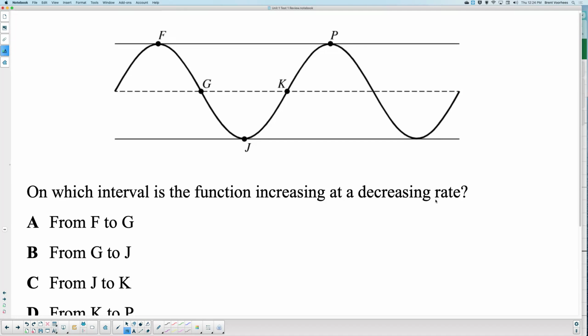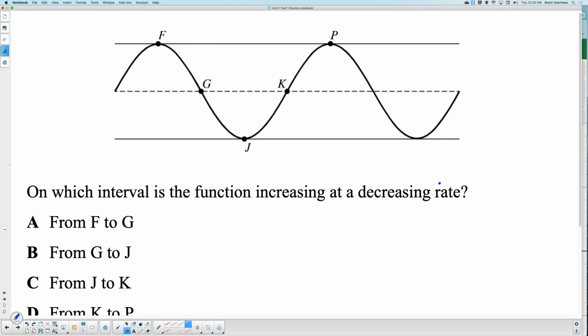So now you have to really do some thinking here. Where is the function increasing? And you need to think about what that means, and then at a decreasing rate. What does that mean? I'll give you a hint. You have heard the word rate before today, probably 10 times. When do I say rate? The rate of change. This is saying you have a decreasing rate of change.